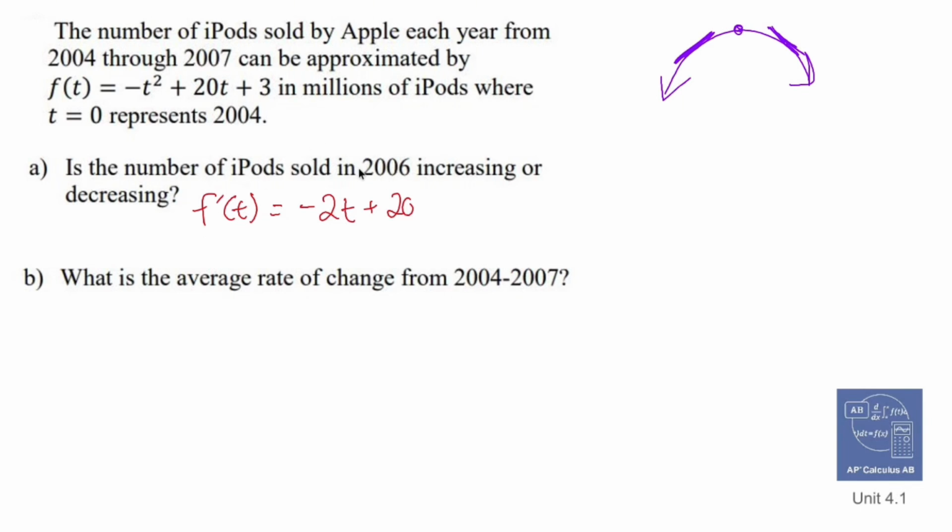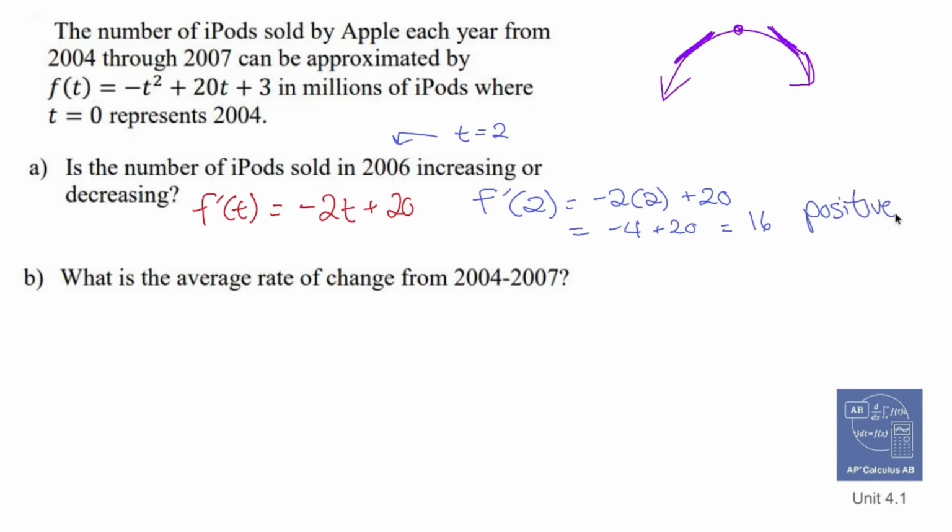Now I care about 2006. Does that mean I plug in 2006? No, no, no. 0 is 2004, so 2006 implies that t equals 2 because it's 2 years later. So I'm going to find f prime of 2. F prime of 2 is going to be negative 2 times positive 2 plus 20. Negative 2 times 2 is negative 4, and negative 4 plus 20 is positive 16. The key word there being positive.